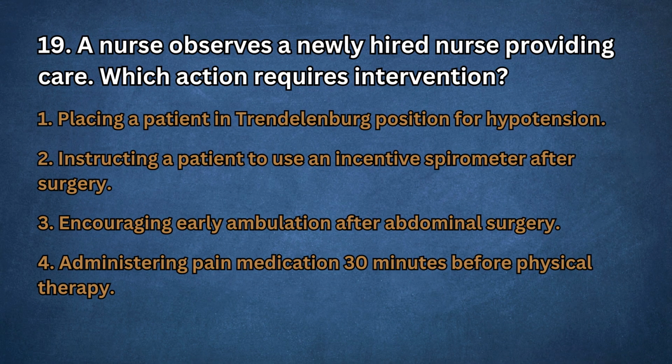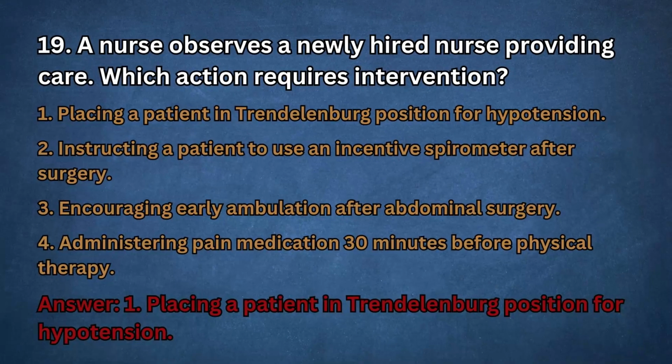19. A nurse observes a newly hired nurse providing care. Which action requires intervention? 1. Placing a patient in Trendelenburg position for hypotension. 2. Instructing a patient to use an incentive spirometer after surgery. 3. Encouraging early ambulation after abdominal surgery. 4. Administering pain medication 30 minutes before physical therapy. Answer 1. Placing a patient in Trendelenburg position for hypotension.